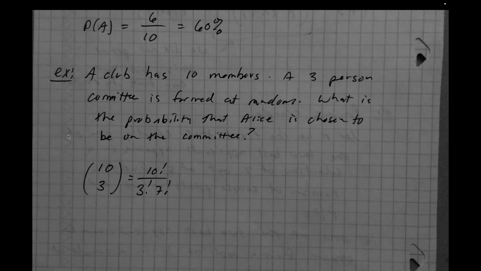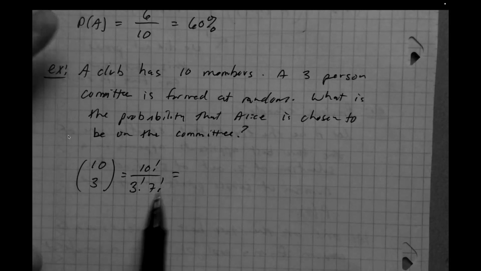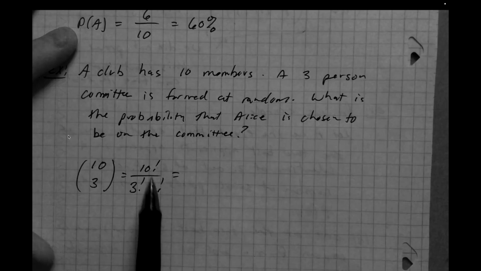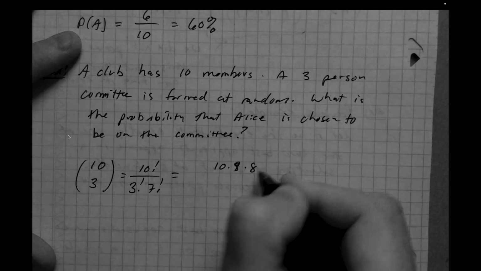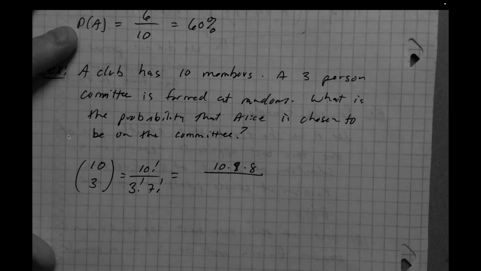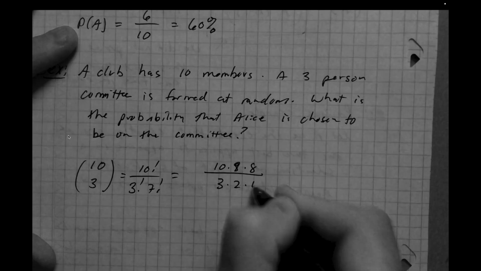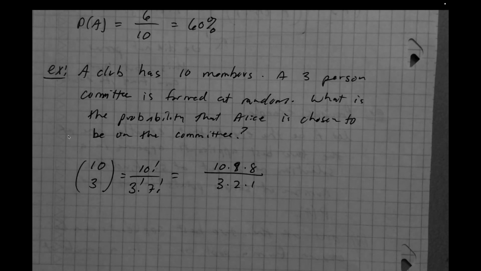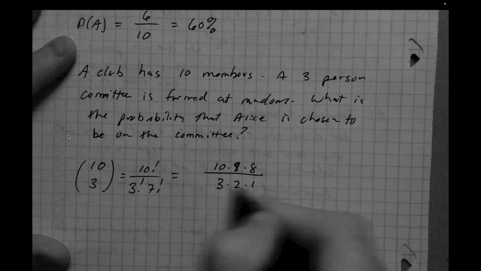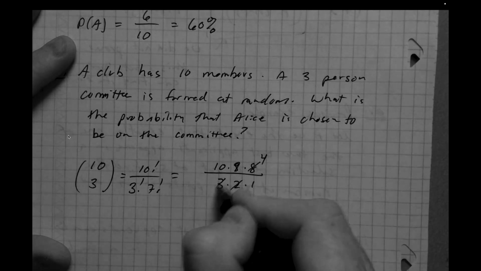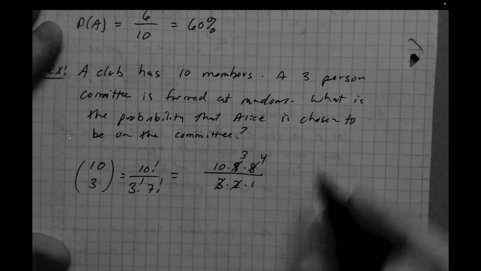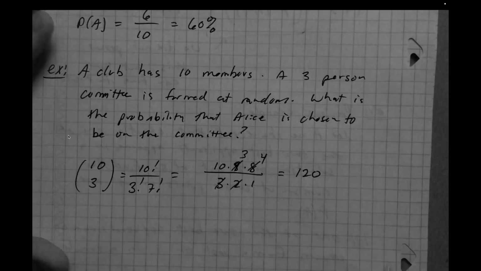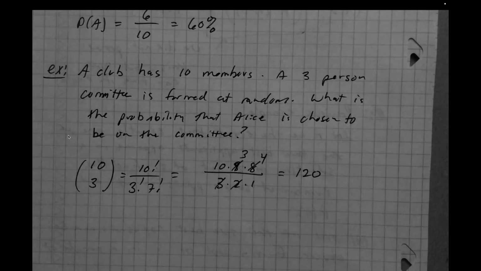Okay, and so I can see that the 10 factorial and the 7 factorial are going to have a lot of interaction. So on the top, I'm going to have 10 times 9 times 8, and on the bottom, I'm going to have 3 times 2 times 1. Okay. And of course, a lot of stuff will cancel here. The 2 will cancel with that, and you get a 4. The 3 will cancel with the 9, you get a 3. And so this is like 10 times 3 is 30 times 4. And so this is 120. There's 120 possible committees that you could randomly select from the 10 members.